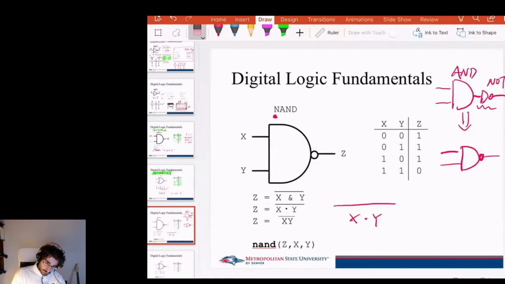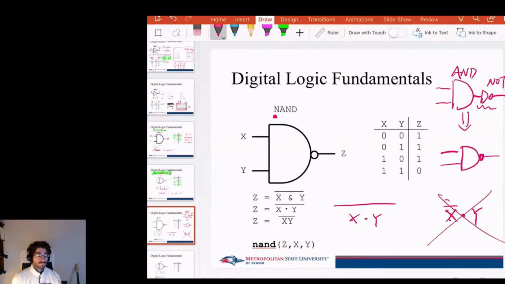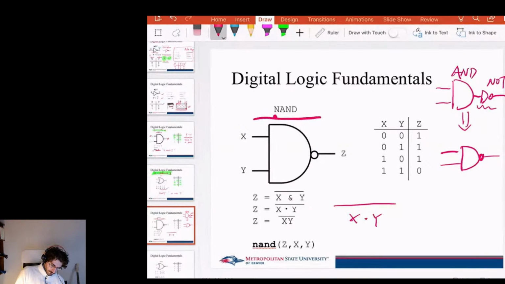Don't do it the other way. That will be definitely wrong, because that is the NOT of your first input, and then you take the whole thing AND with the second input. So the NOT of the product actually means the NAND. It is the NOT of the AND, and we call it NAND. So this is the NAND gate.